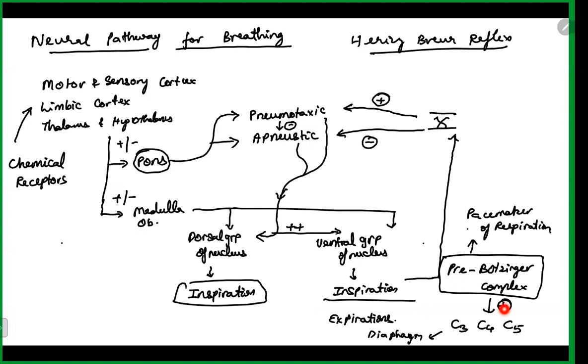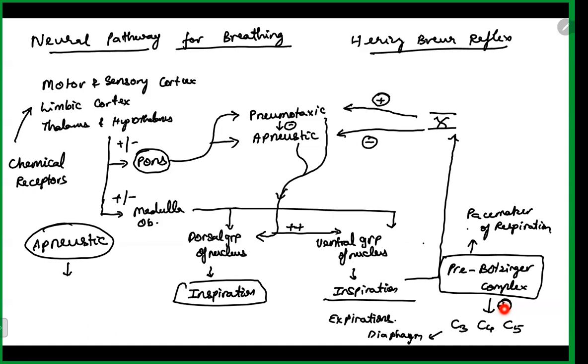Very, very important. Dorsal group of nucleus are involved in inspiration. Ventral group of nucleus are involved in expiration. So what is the main work of your apneustic center? The apneustic center has a specific function, and it is going to increase the inspiratory activity.